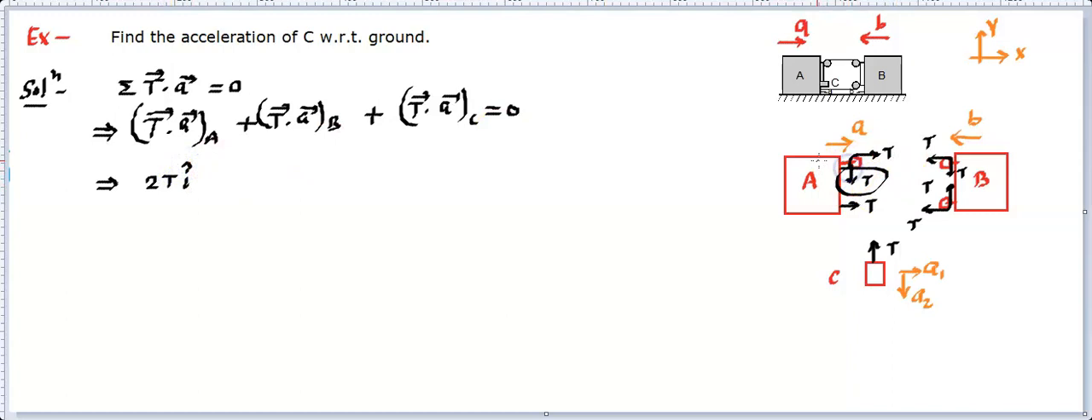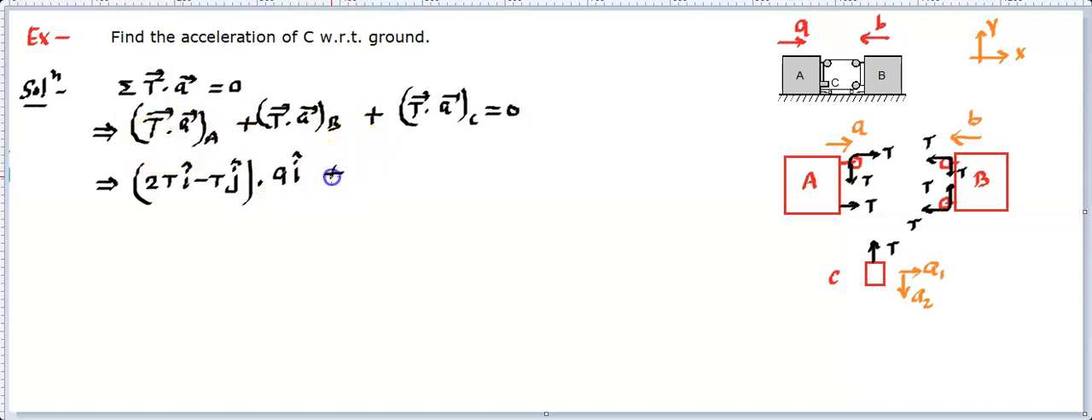And this T is acting downside, so that is minus j direction. So minus T in the j direction. Or you can say T in minus j direction. This has to perform a dot with this acceleration, which is in i cap. So you can write it as a i cap. So this is the dot product for the first, that is A.